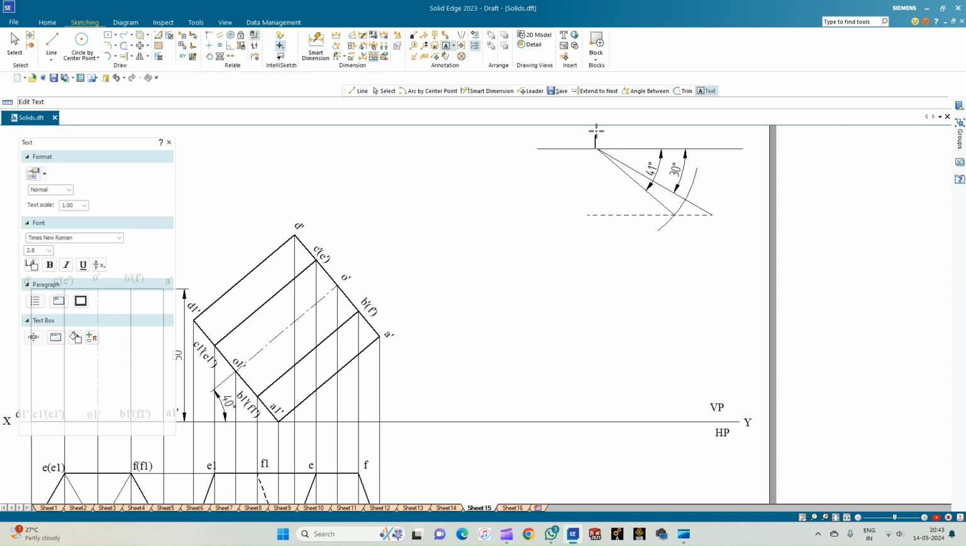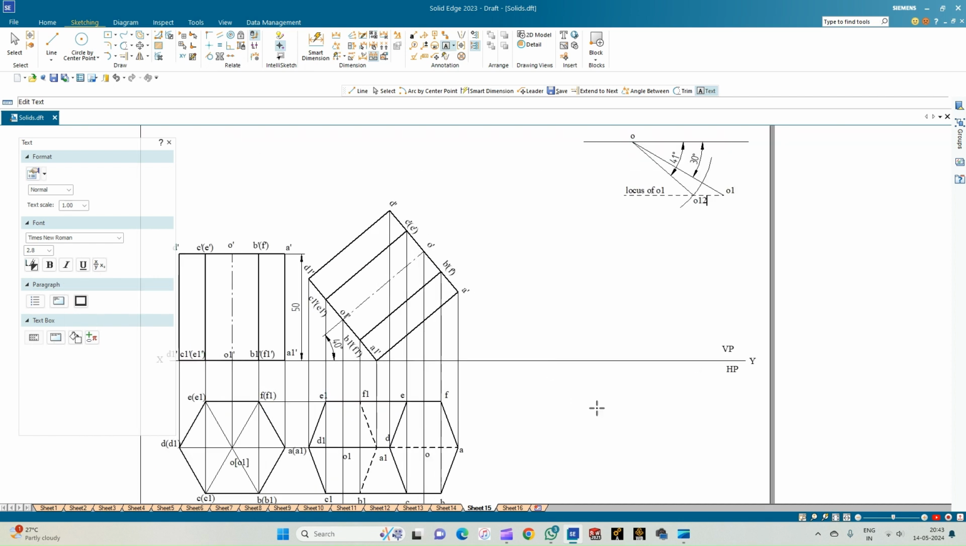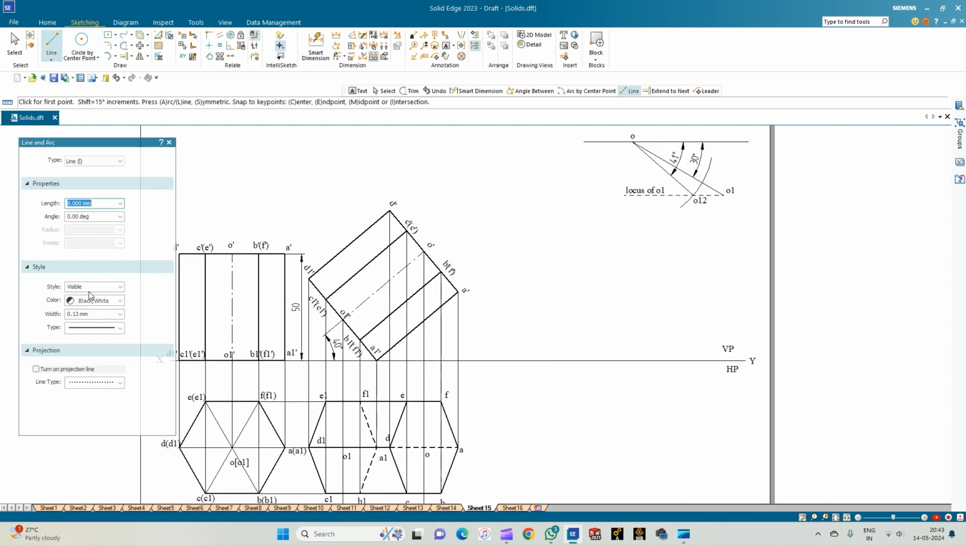To annotate, this is the point O, and this is O1, and this is the locus of O1, and this is O1 from the second position. For reference, let me call it O12. Okay, so this is the construction of the beta angle. Now we are going to consider this beta angle for the position with respect to the VP. So let us draw a line which is inclined to VP at an angle of 41 degrees.